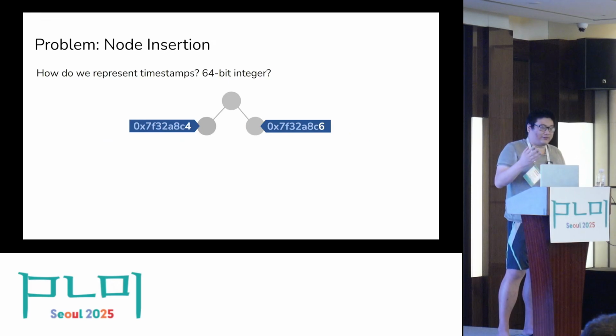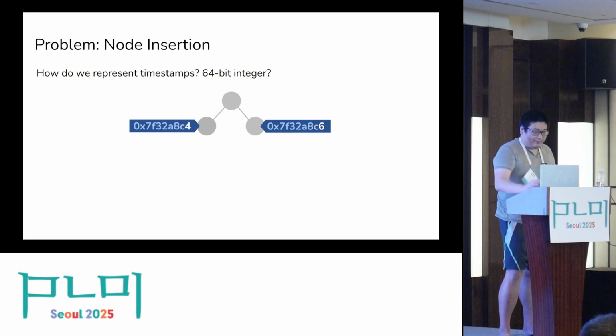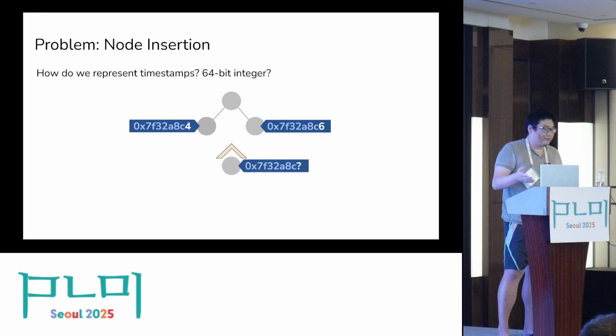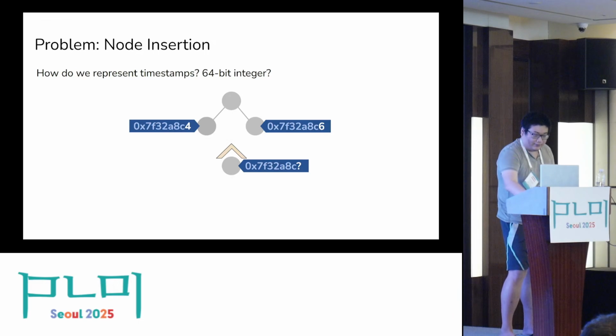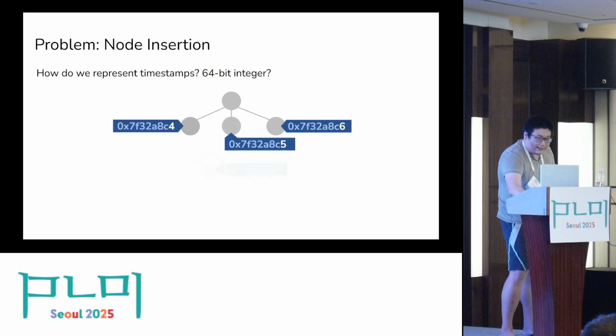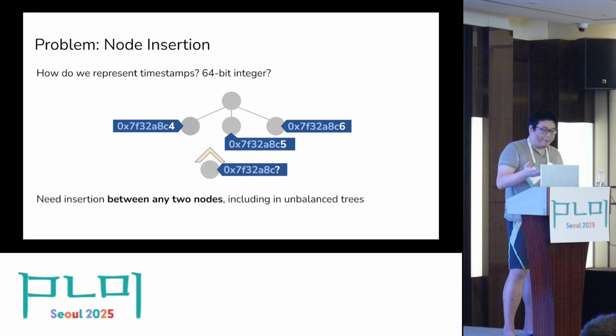Okay, so what should this timestamp be? It turns out it can't be a usual 64-bit integer. Here's why. Let's say we have a tree of 3 nodes again. The left node has a timestamp of 4. The right node has a timestamp of 6. Then let's say we want to insert a node in the middle. What should its timestamp be? It has to be greater than 4 and smaller than 6, so that's only 5. Let's try to insert again, and this time we are out of gaps.